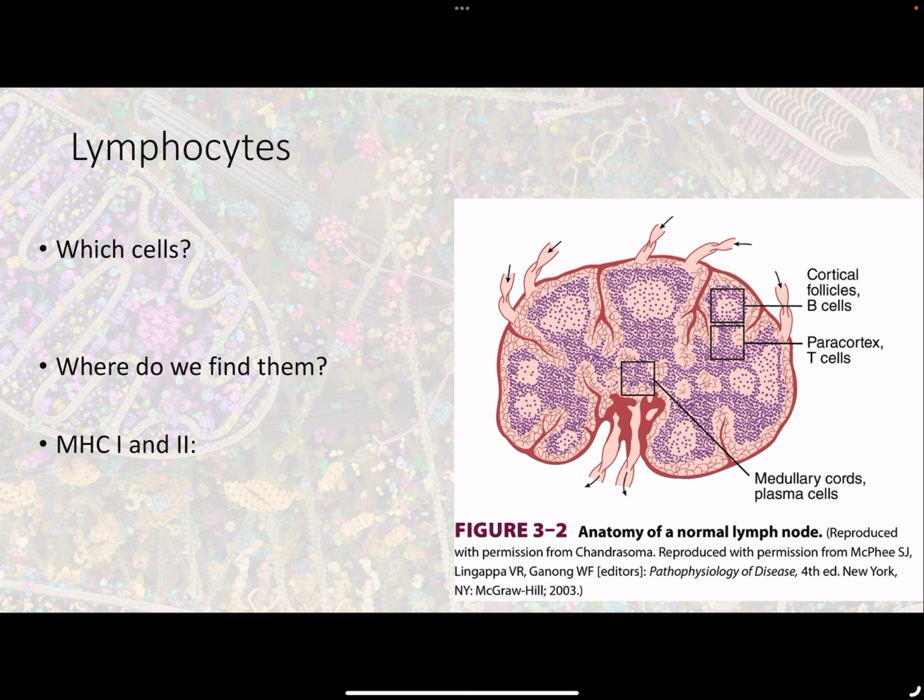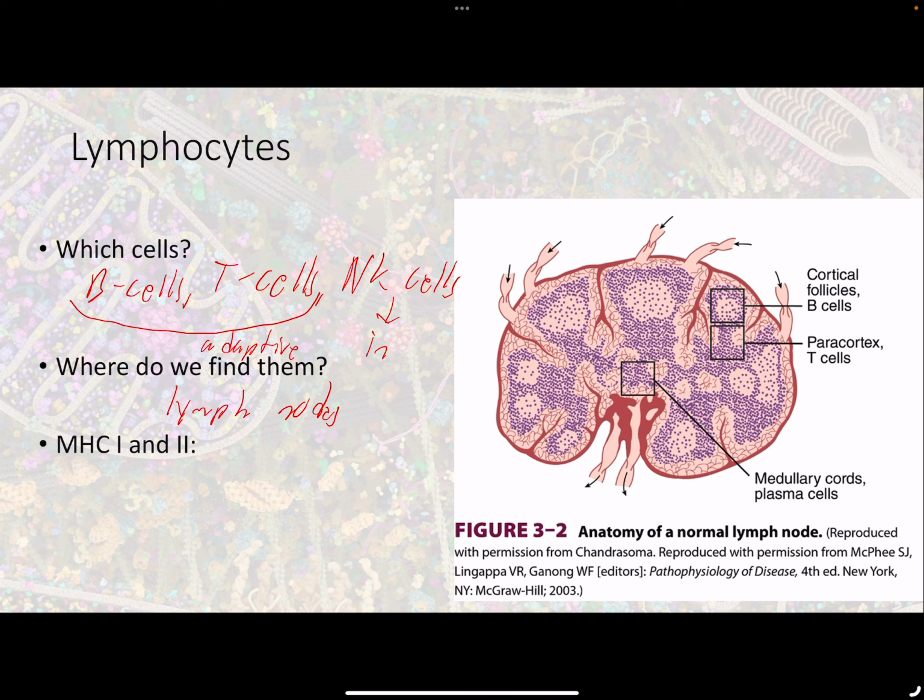Okay, so first of all, we've got lymphocytes. Lymphocytes include B cells, T cells, as well as natural killer cells or NK cells. We find them in the lymph nodes for the most part. These two, the B and T cells, are going to be the ones carrying out adaptive immunity, and the natural killer cells are part of the innate system.